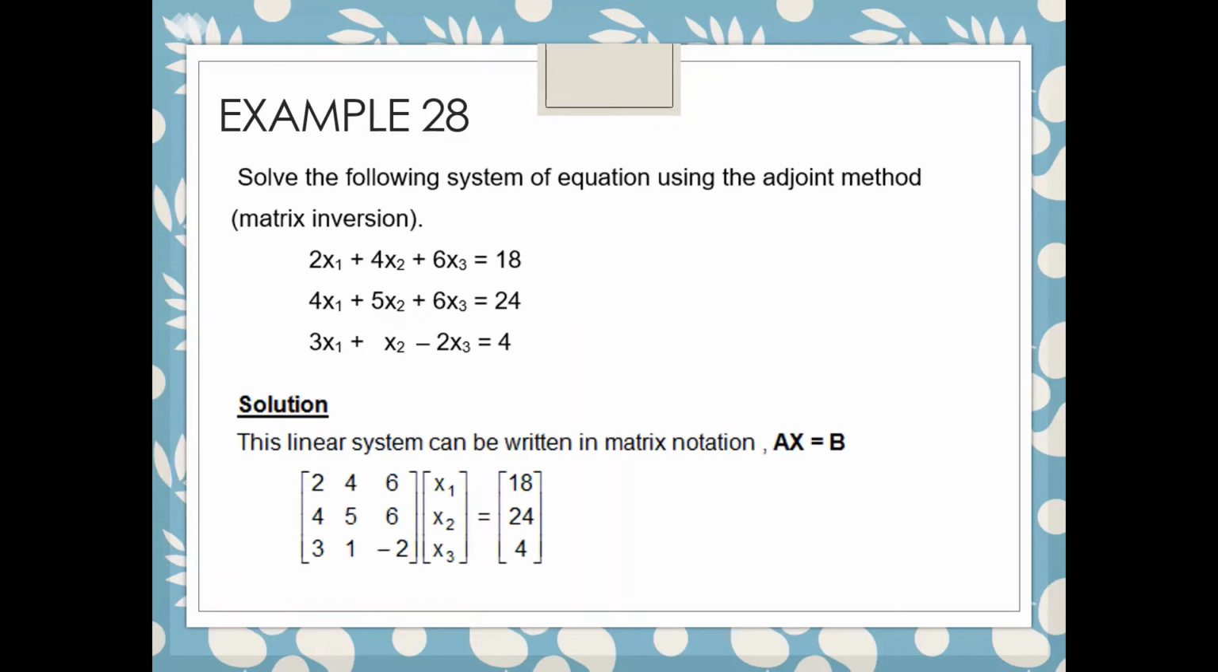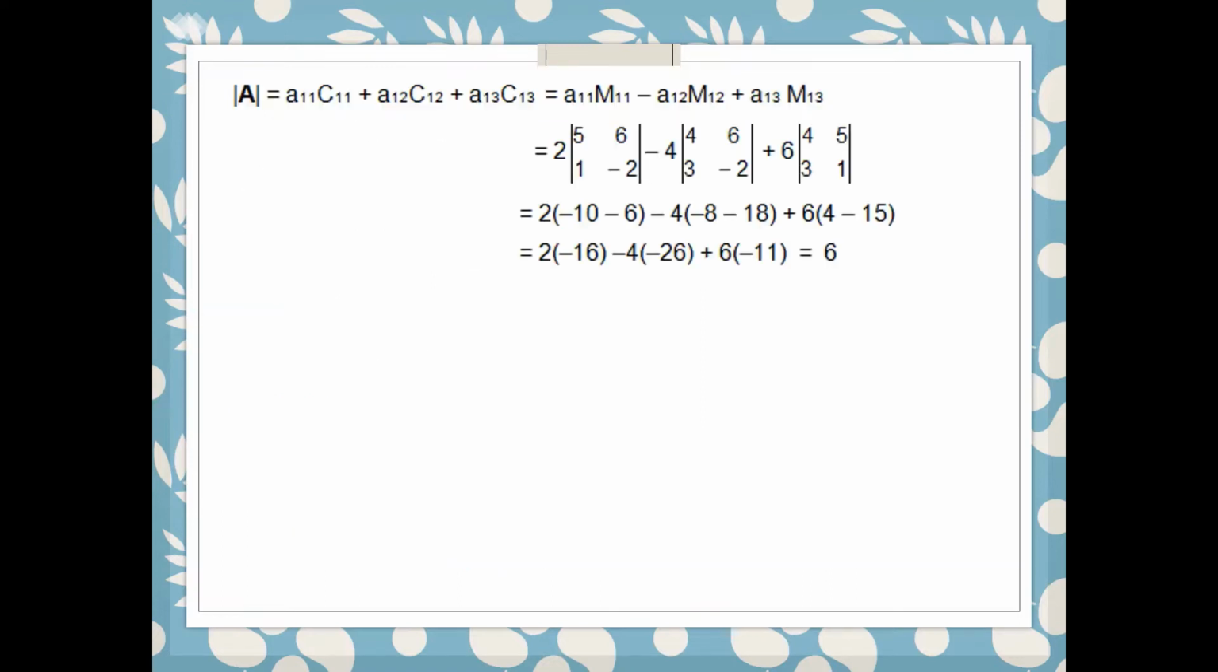To solve the system, first of all, you need to represent it in matrix notation, that is Ax equal to B. As this system involves three equations and three unknowns, which are x1, x2, and x3, matrix A here is referred to as square matrix of order 3. To find the determinant, you may use the cofactor expansion or minor expansion along the first row, which is A11 M11 minus A12 M12 plus A13 M13. And you should get 6 as the answer. As the determinant is not equal to 0, that means the inverse of A exists.